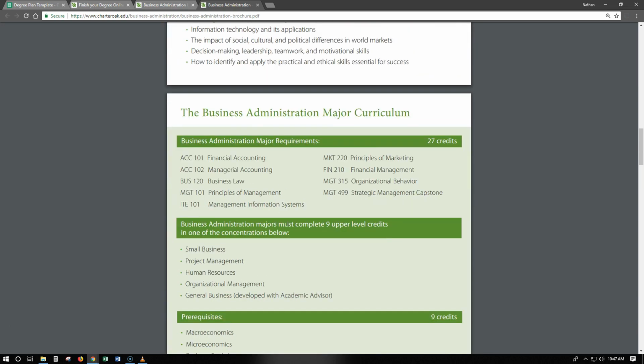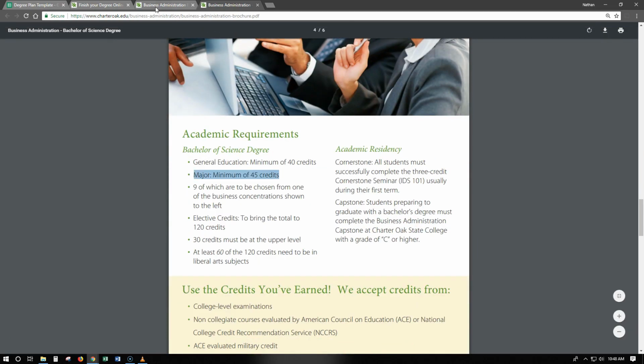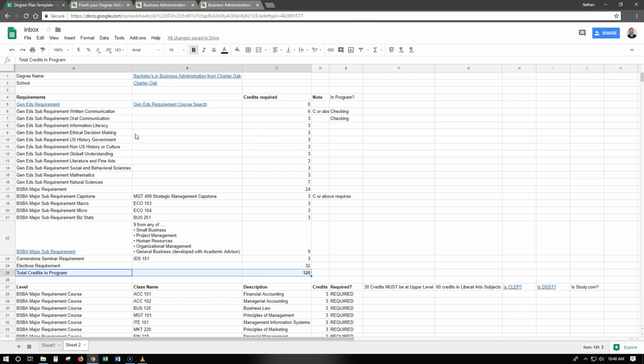All right, well then we'll break that down here. But basically this says in our major we need a minimum of 45 credits. So in this spreadsheet you could say the major requirement, and you could start off at 45. Now if I scroll down here, you can see that in my major requirements, this section right here, I've broken this down a little more. I'll show you how that happened, but this adds up to 45.